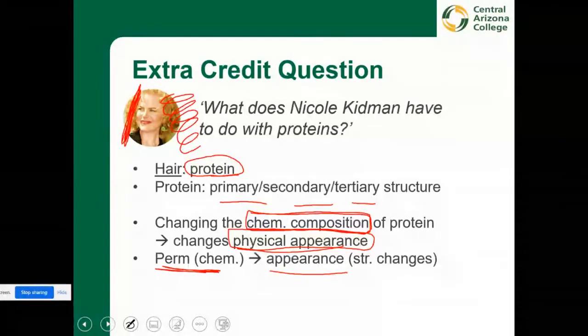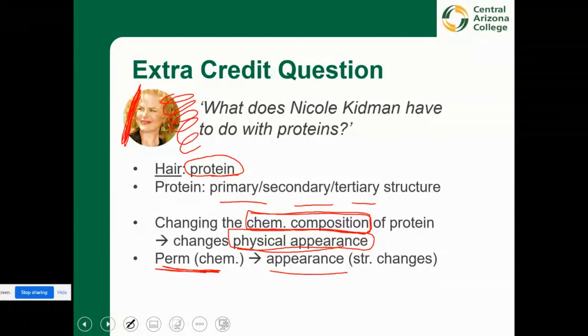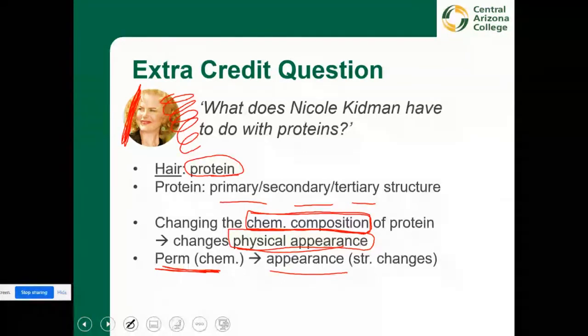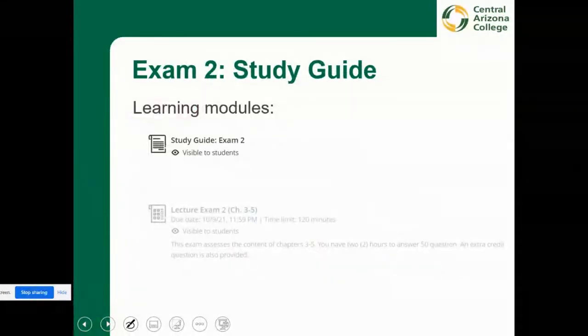So the extra credit question is not something I'm requiring you to answer. It's simply there for you to get extra points. Usually I go about one letter grade's worth, but that can vary a little bit, depending on the quality of the answers as well. So that's what you'll be faced with as the extra credit question for this week's exam.